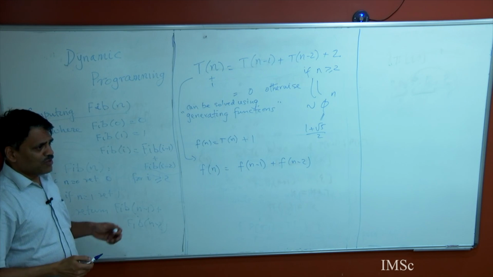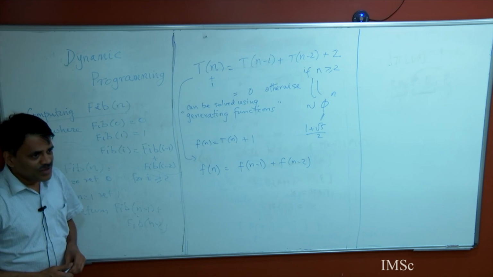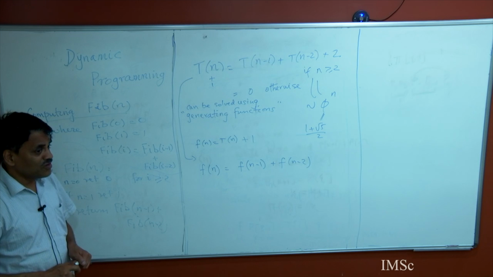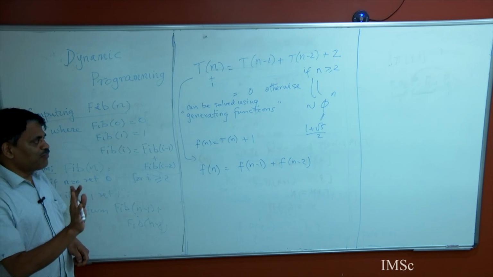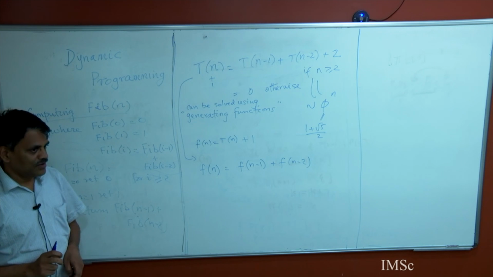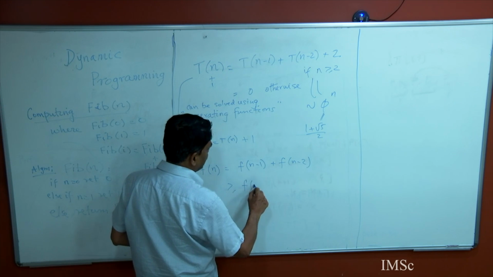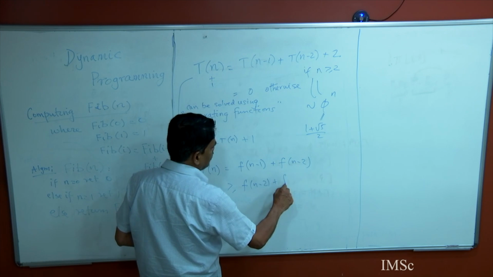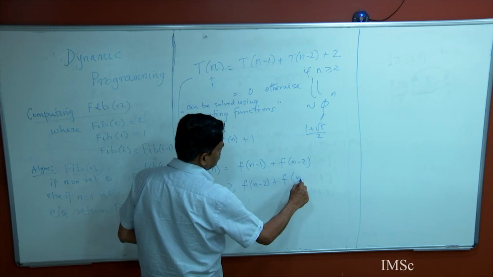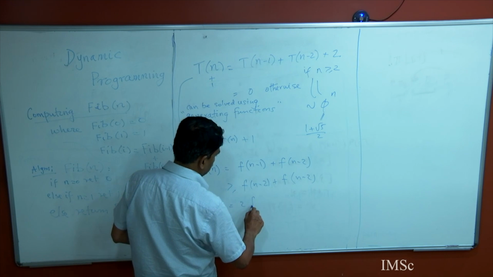Can you come up with a lower bound for f of n? Easy lower bound. Okay, upper bound is 2 raised to n. Yeah, so lower bound, so for example, I can write like this, because this f is an increasing function. So f of n minus 1 is greater than or equal to f of n minus 2.